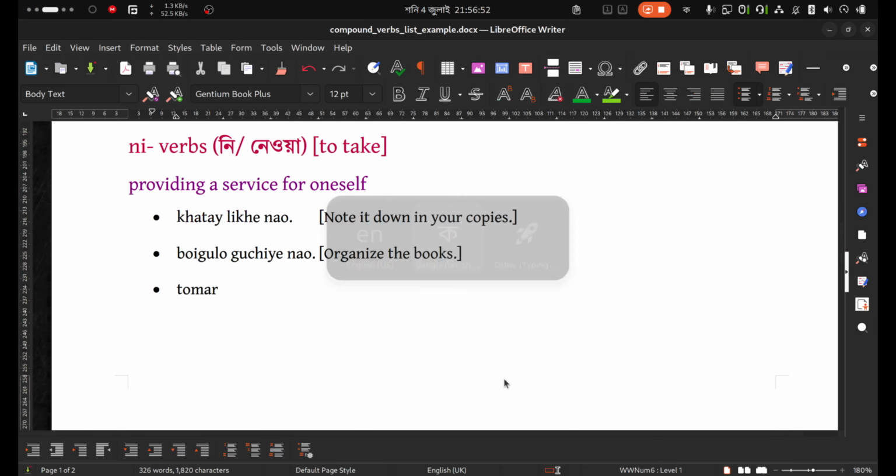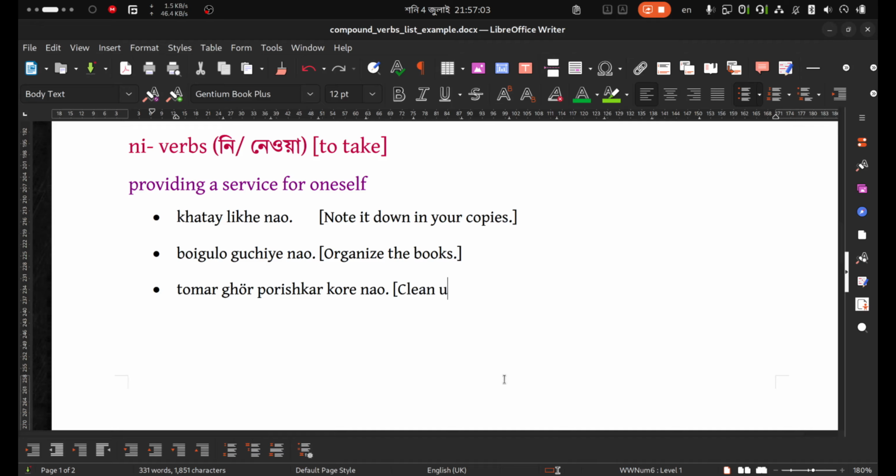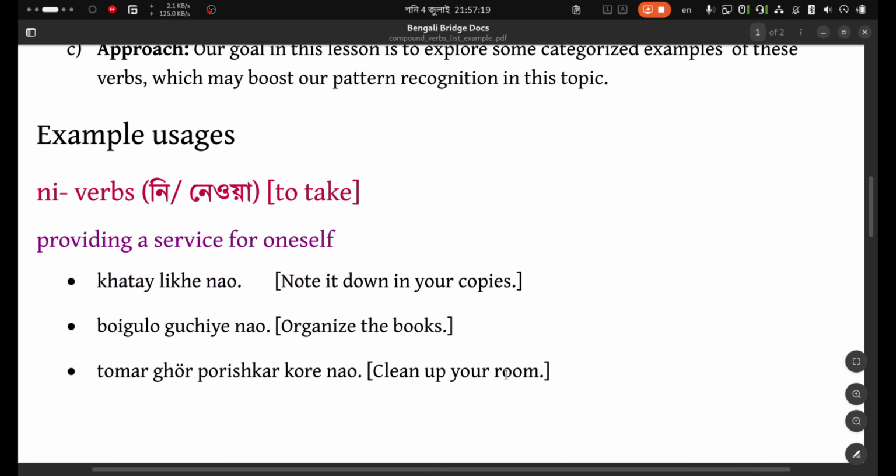Clean up your room. Very good. That was a very nice example. Clean up your room. Would you like to make up another example, or should we move on to the next one?